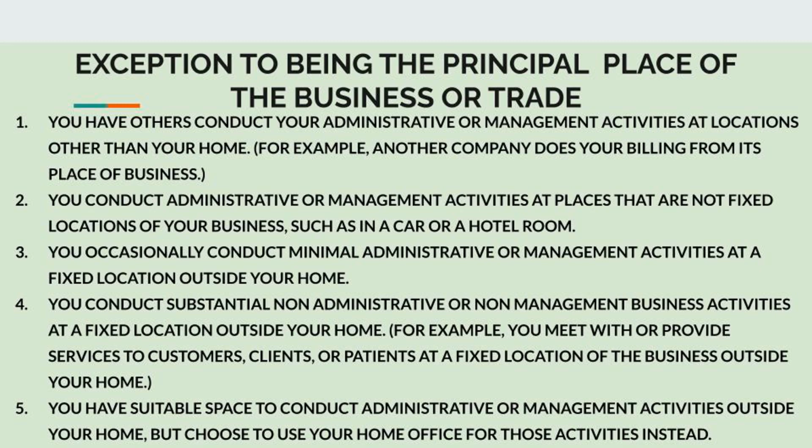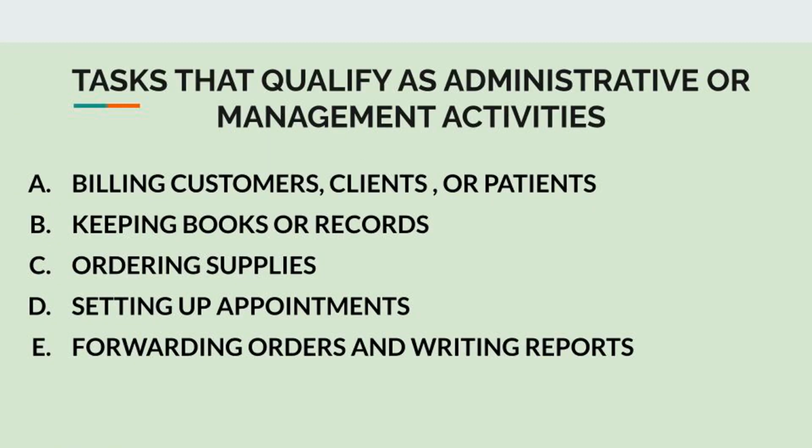You have suitable space to conduct administrative or management activities outside your home, but choose to use your home office for those activities instead. So even if you have another location outside your home that you could potentially use for administrative or management aspects of your business, if you choose not to do it there, you can again revert to establishing that your home is the principal place of your business.